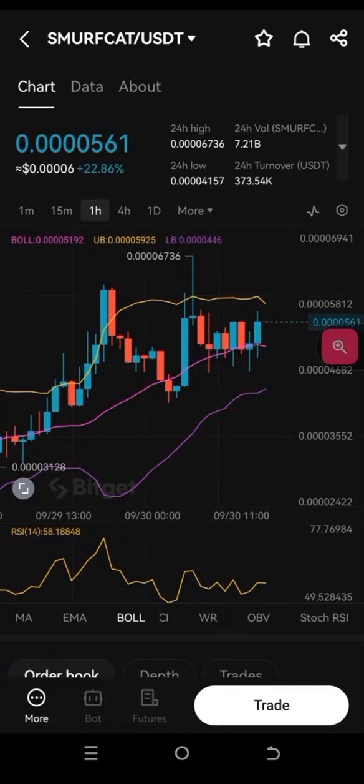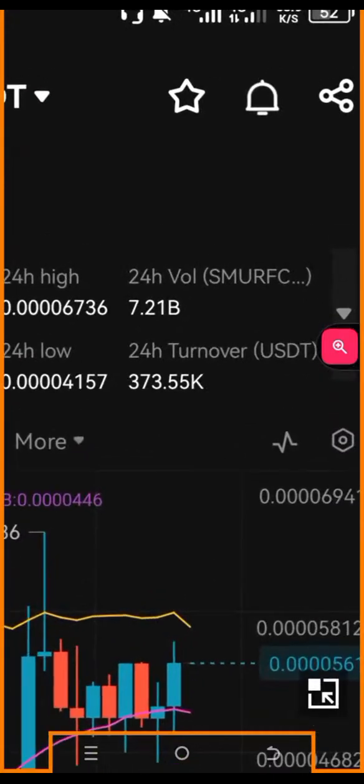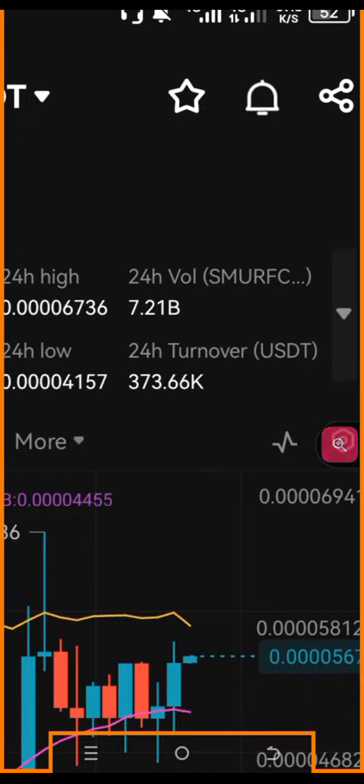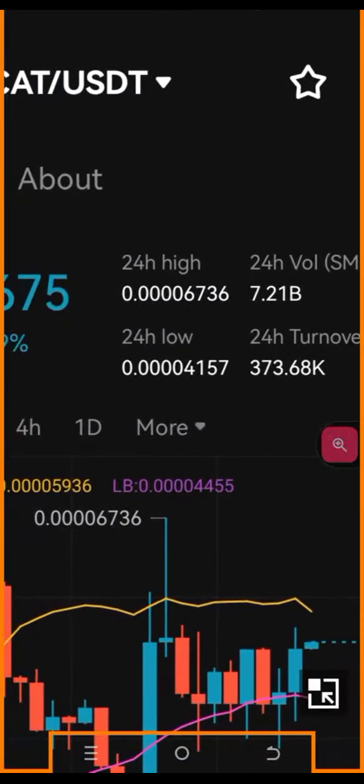Another thing that we also need to take a good look at is the volume. Naturally you may not get very large volumes for newer coins and things like that, but 373k USDT, not bad at all. So now let's go ahead and look at the 24-hour high and the 24-hour low. The 24-hour high, ignoring the four zeros, is 67.36, while the 24-hour low is 41.57.